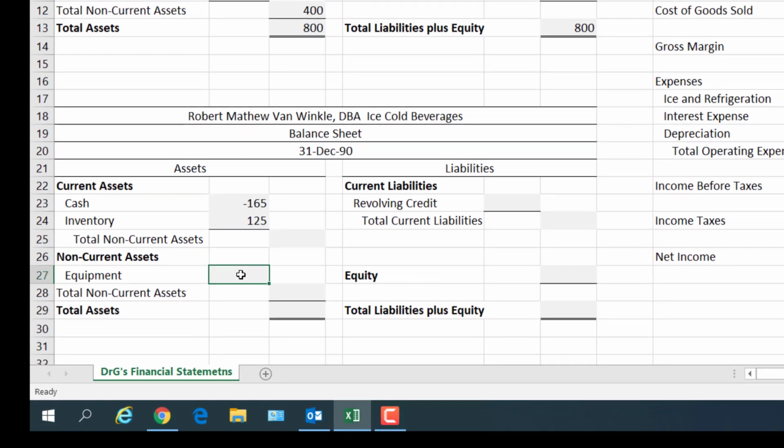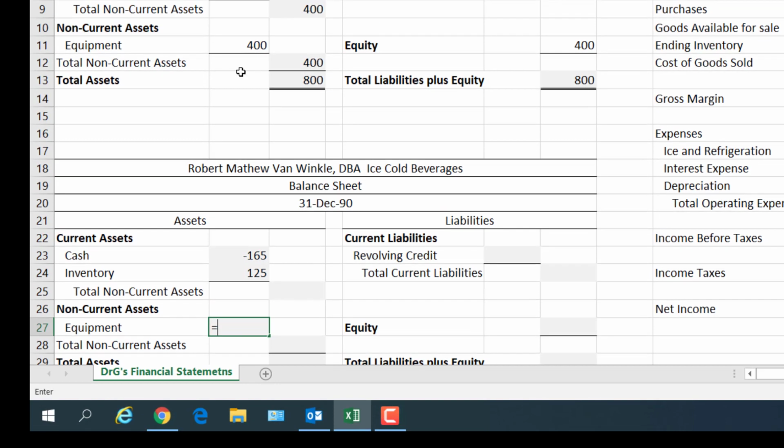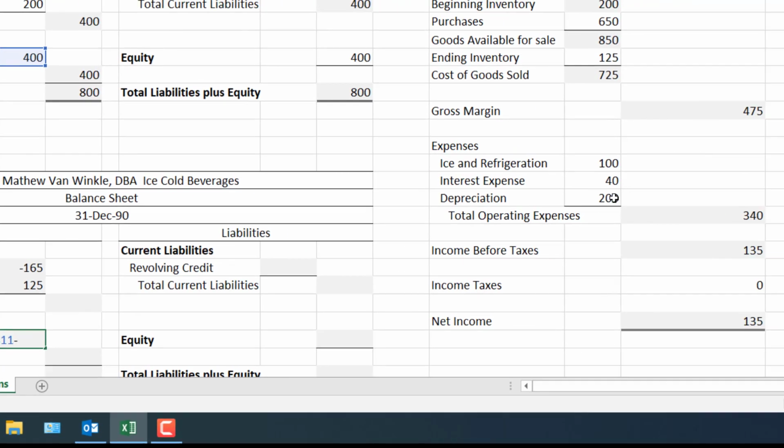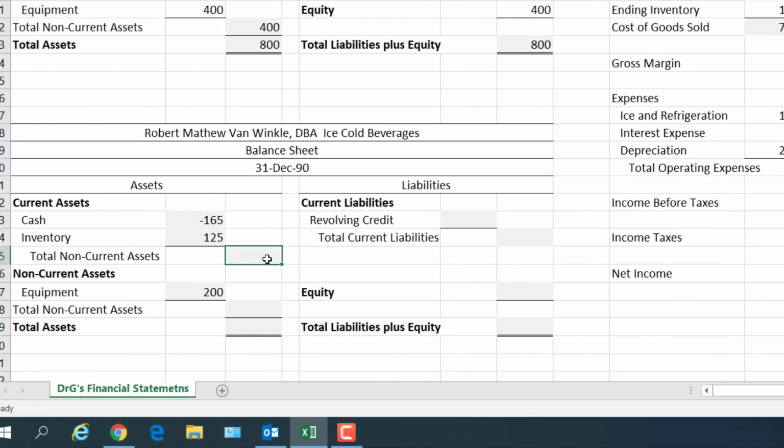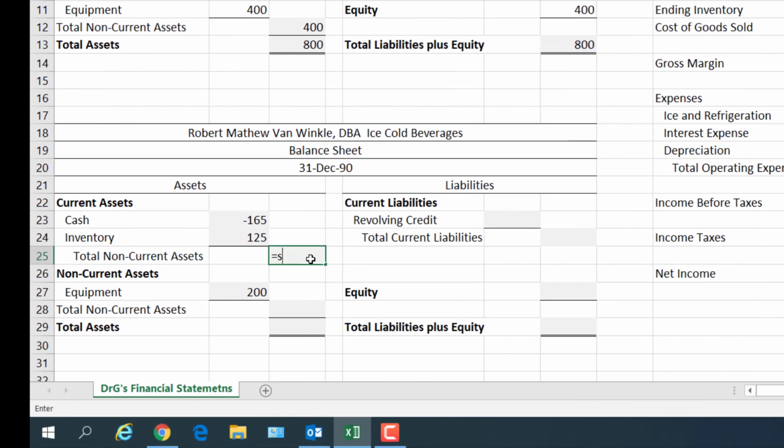Our equipment is going to be equal to the equipment we had before, our $400 worth of equipment off the previous balance sheet, minus our depreciation of $200. So let's go there. And now we can total everything up. Our total current assets is equal to the sum of these other items. So we'll sum those up using the auto sum function and we get a negative number. Not looking good. Let's hope there's a mistake and we're not running the business into the ground.